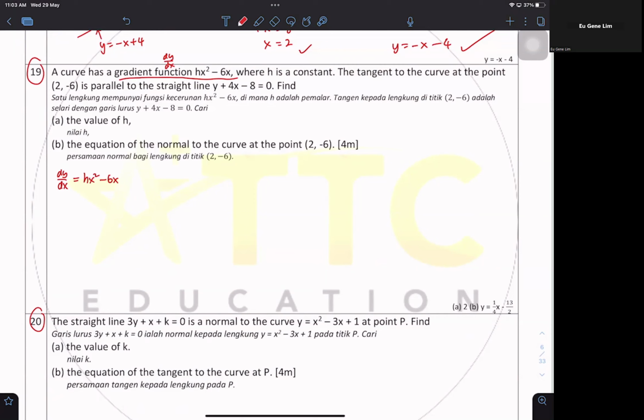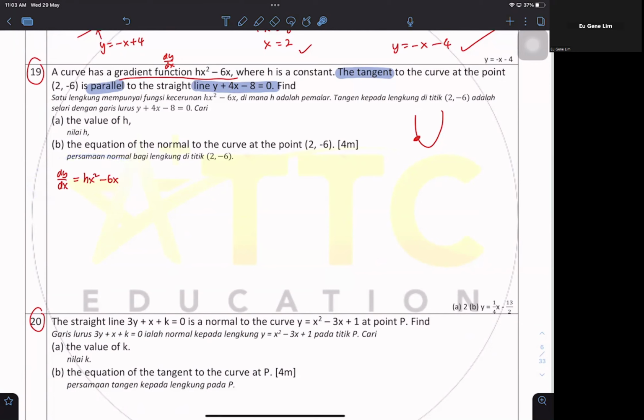Okay, continue. Now they say the tangent to the curve at this point is parallel to another line. The tangent is parallel to another line. So this one I would like to draw also. First I draw a curve. Oh, but I don't have the equation of the curve. They never give us the equation of the curve. But never mind, we already have dy/dx.